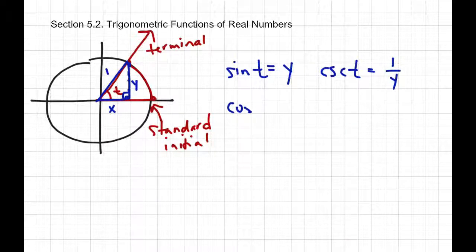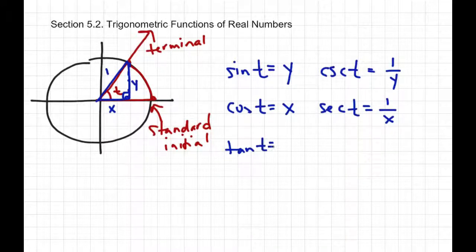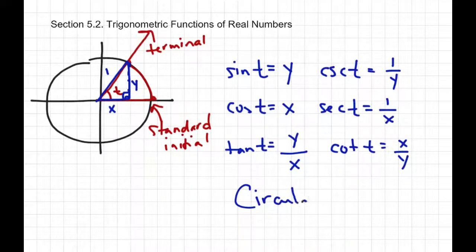The cosine of angle T is your adjacent over hypotenuse, or x over 1. So its reciprocal is secant. The tangent is your opposite over adjacent, and your cotangent must be its reciprocal. These are called the circular functions, because we're talking about trigonometric functions with respect to the unit circle.